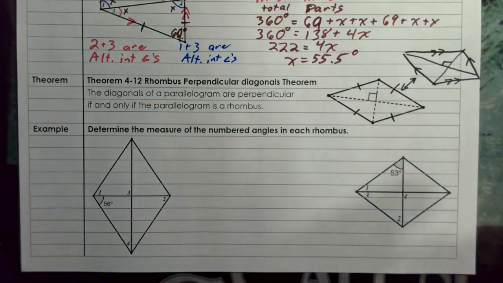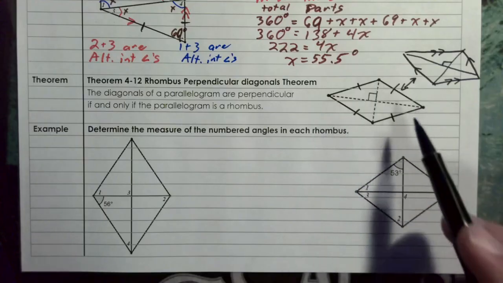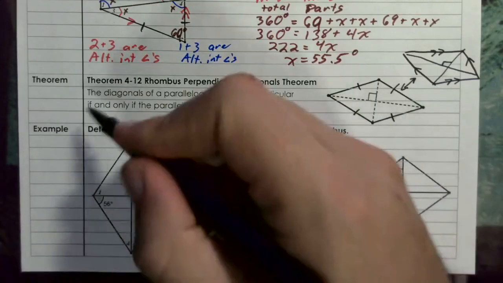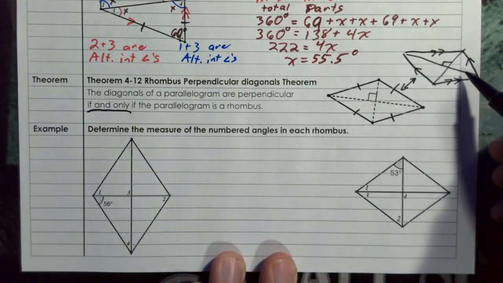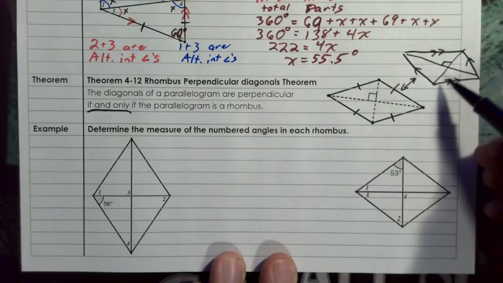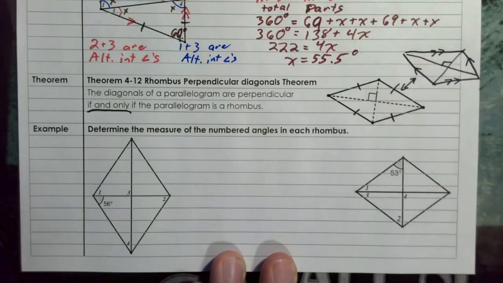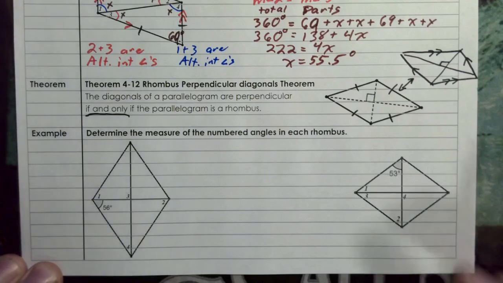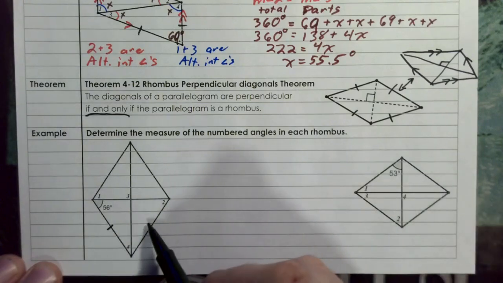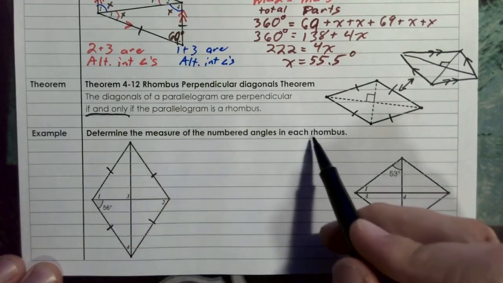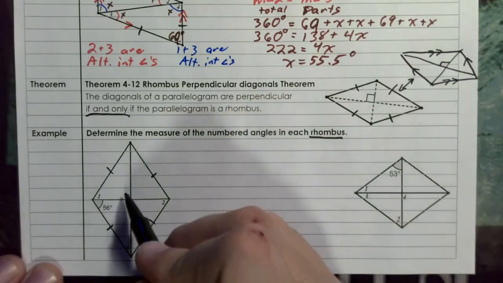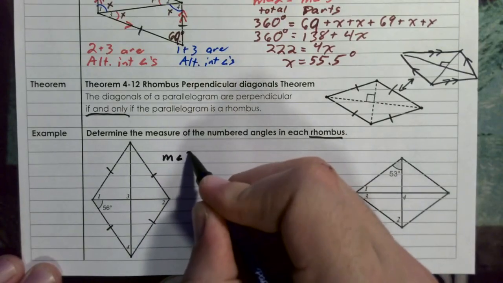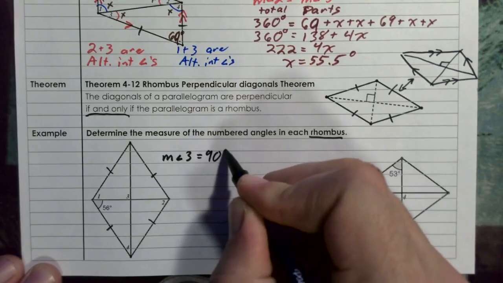Now, a rhombus is not a kite, but a rhombus does share a property with kites, that the diagonals of a rhombus are perpendicular. And this is also biconditional. So if we are looking at a parallelogram and we find that the diagonals are perpendicular, then hey, that parallelogram is also a rhombus. So if I'm looking at this one down here, I know that these are all congruent because they told me that it was a rhombus. So that means the measure of angle 3 has got to be 90 degrees.